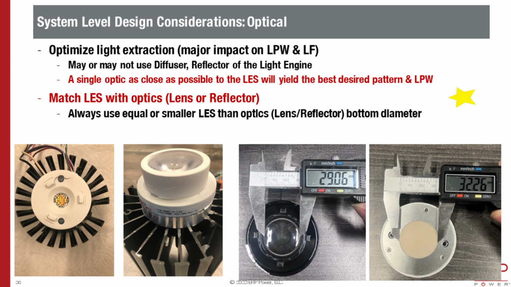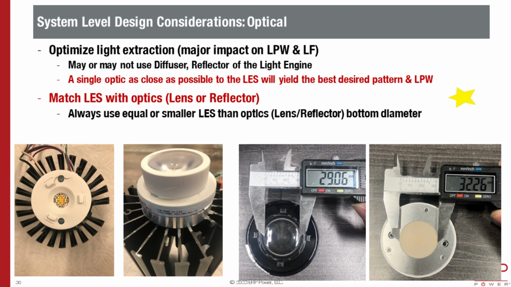So to summarize, what you want to do is optimize light extraction, and you may or may not use a diffuser or reflector, and you can design a custom setup. A single optic as close as possible to the LES, or the light emitting surface of the LED, is going to yield the best desired light distribution pattern and LPW. Basically, your system is going to be more efficient.